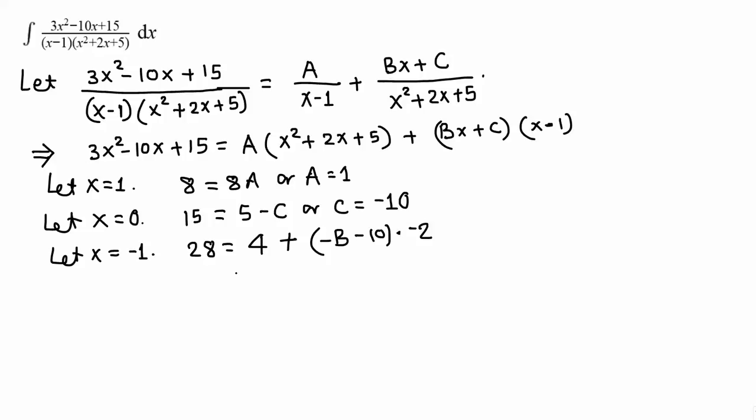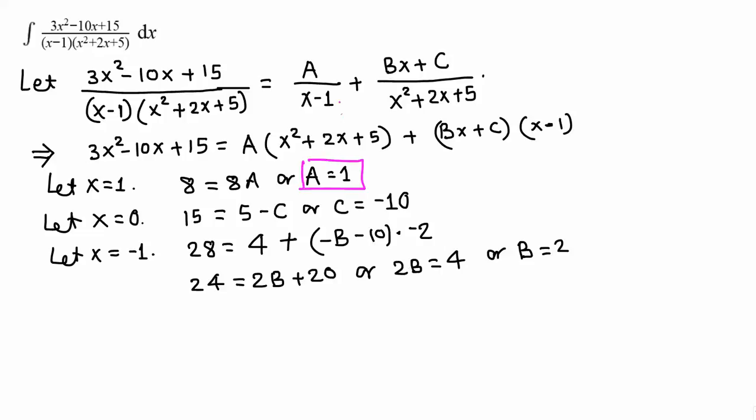Let's distribute negative 2 inside, so subtract 4 from both sides, 28 minus 4, 24 is equal to, let's distribute, negative 2 times negative B is just positive 2B, negative times negative is positive, 2 times 10 is 20. Subtract 20 from both sides, 24 minus 20 is 4, so 2B = 4, or B equals, divide by 2, we get 2. Thus we have all three unknown constants: A = 1, B = 2, and C = −10.